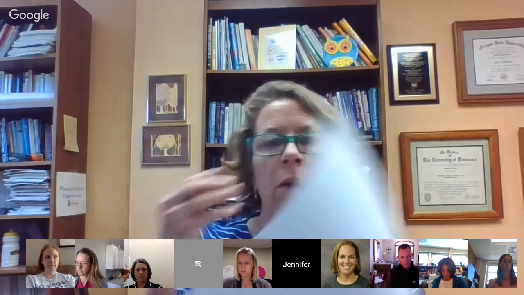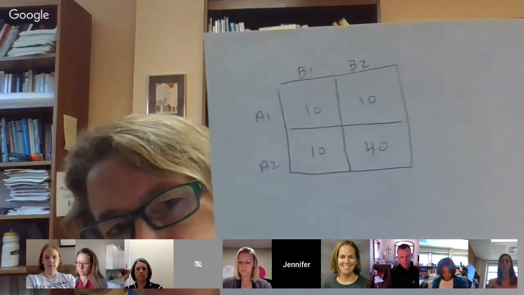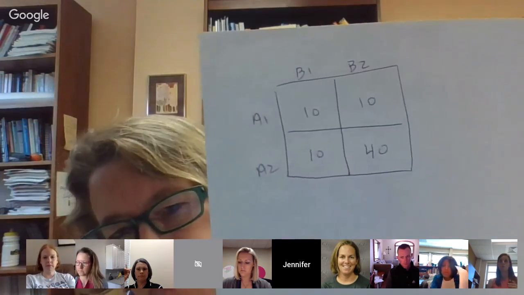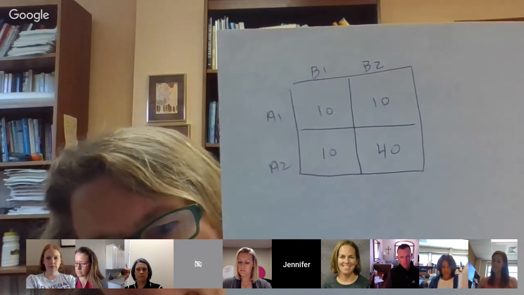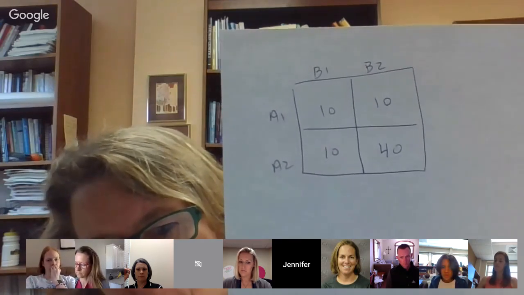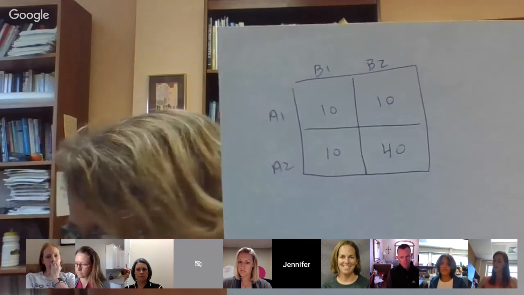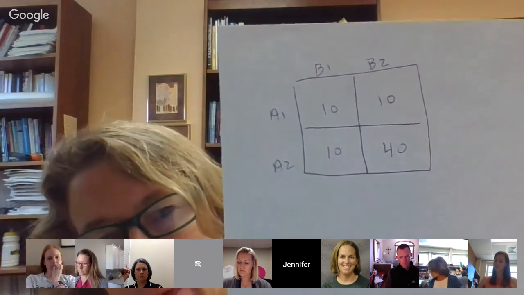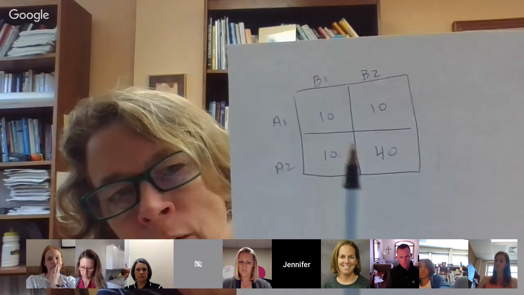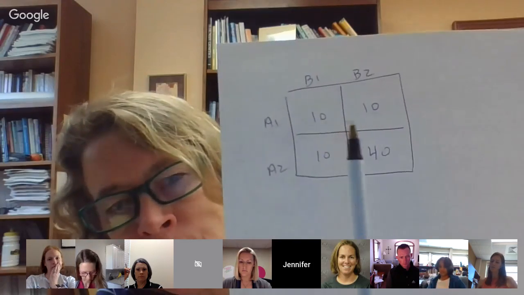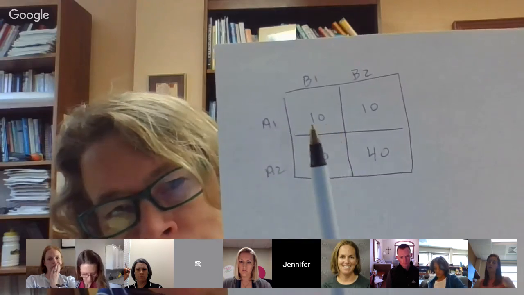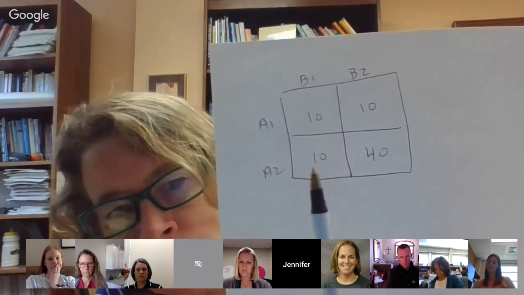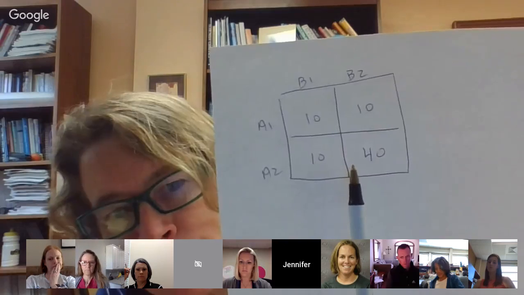Okay. This is the one that I just drew a second ago that we were just looking at. And so the numbers in the cells only tell me about the interaction. And from that, I think you can see, right, that if you go from level B1 to B2 here at level A1, there's no change. But here, there's a change of 30.